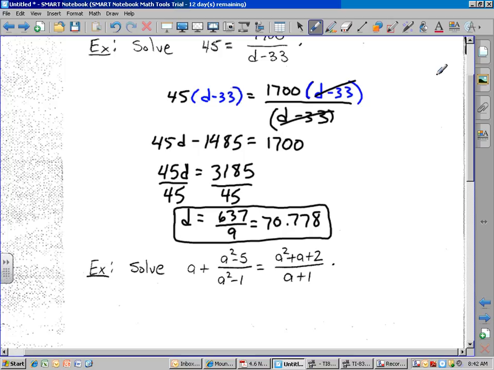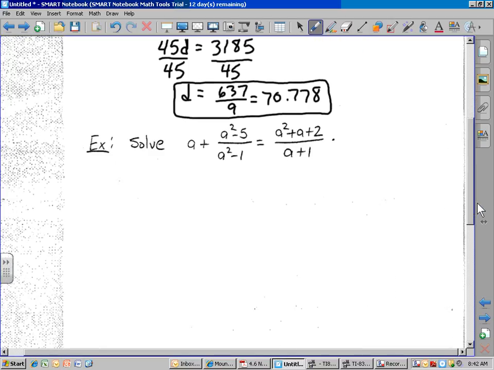So to solve for a variable that's in the bottom of a fraction, you just got to get rid of the bottom of the fraction by multiplying both sides by what is on the bottom. Now, the last one was pretty straightforward. There was only one bottom. This next example, we have more than one bottom. So let's take a look at that.